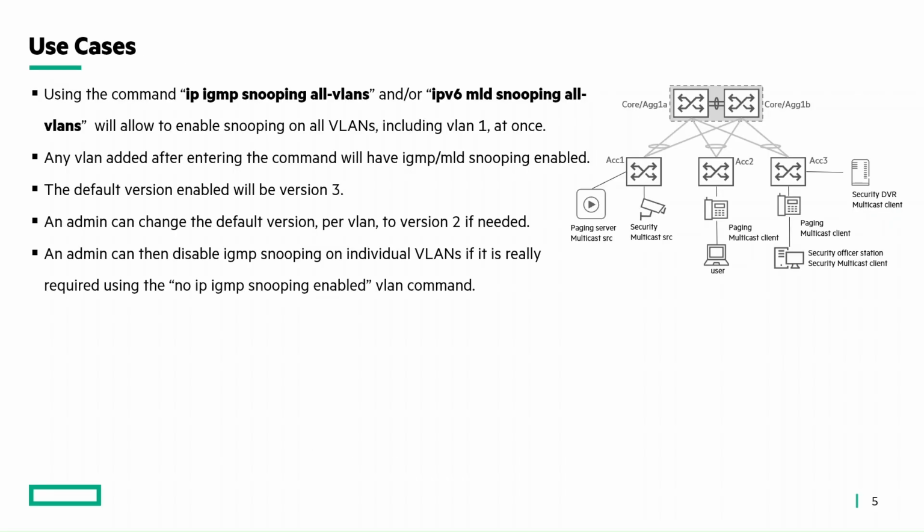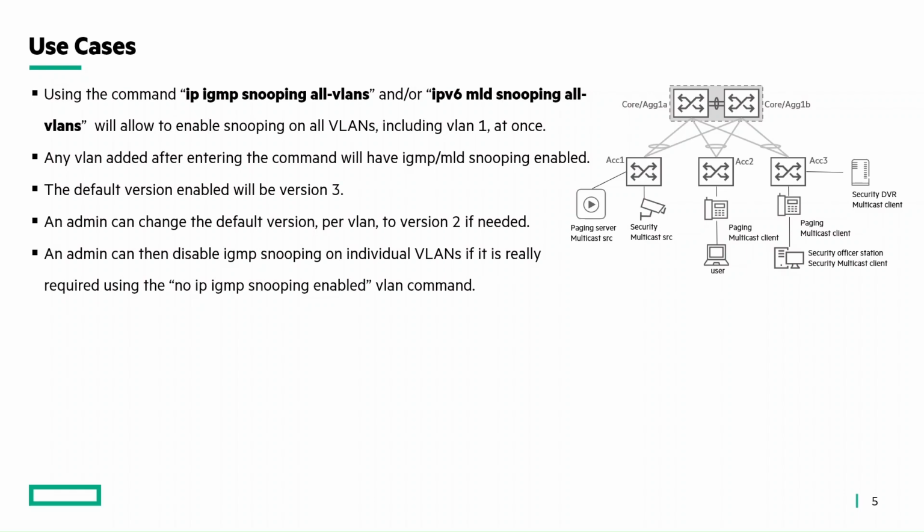The use case for this command is to enable snooping on all VLANs, including VLAN 1, at once. Any VLAN added after entering the command will have IGMP MLD snooping enabled, and the default version enabled will be version 3. Now, if an admin needs to change the version back to version 2 for compatibility and interoperability with other manufacturers' switches that still use version 2, it is possible to put one VLAN back into version 2.